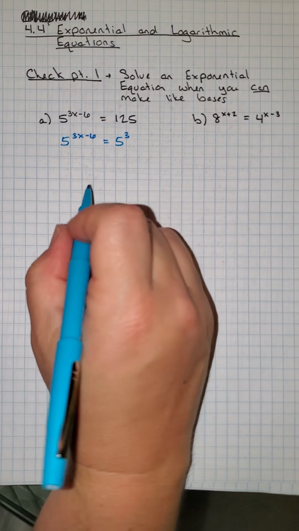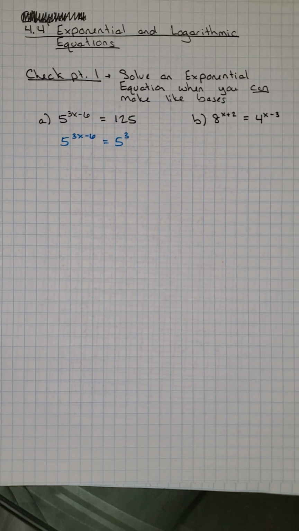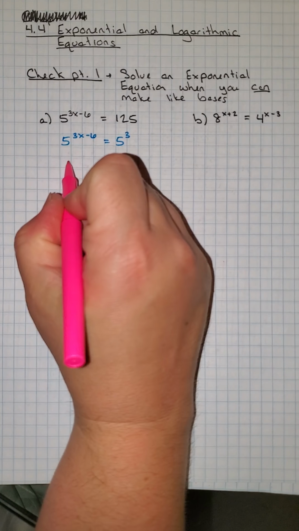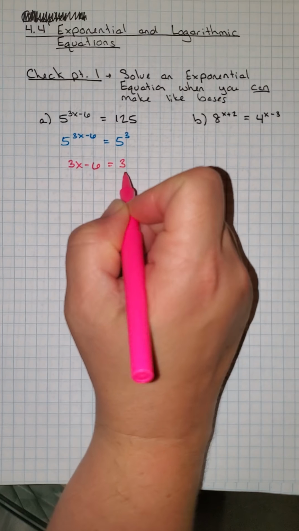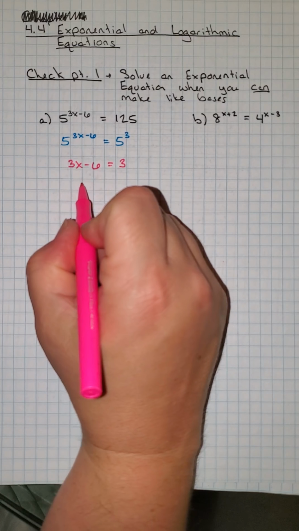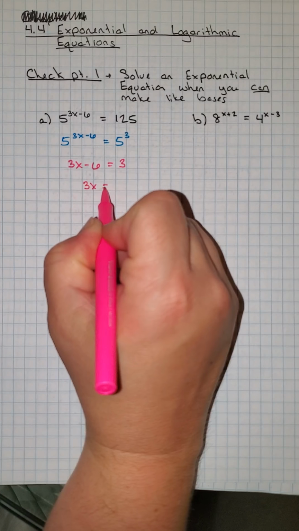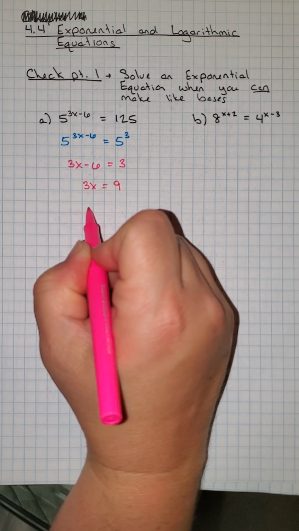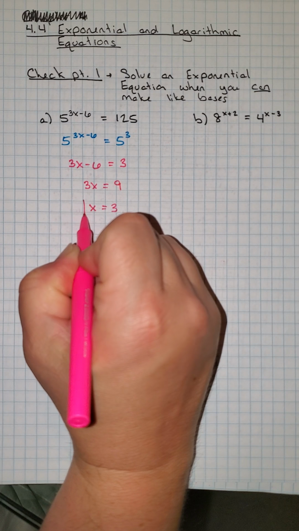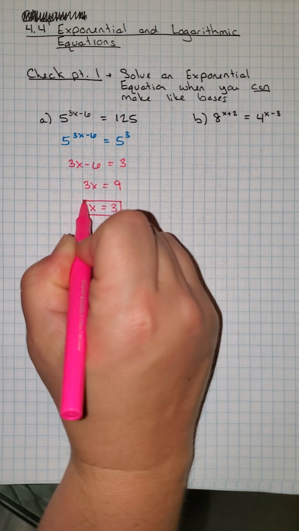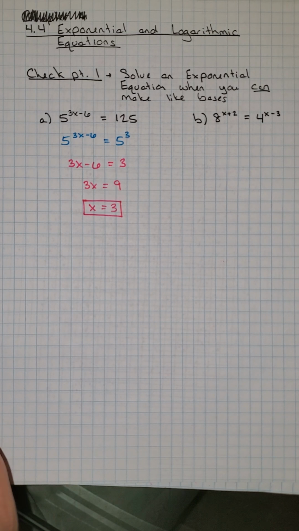So if 5 to the 3x minus 6 equals 5 to the third, then we can just set the powers, or the exponents, equal to each other. So 3x minus 6 equals 3. So 3x equals 9. Divide both sides by 3 and you get that x equals 3. And that's your answer.